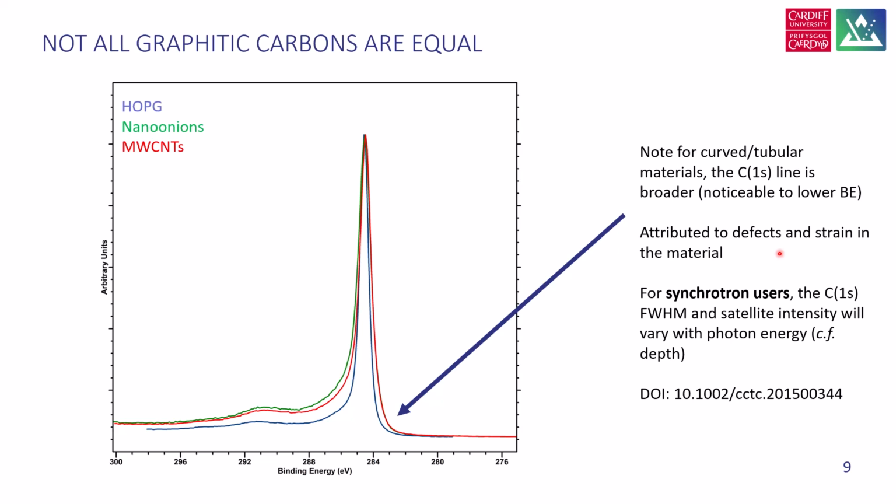For those who do synchrotron type experiments, I want you to note that the carbon 1s full width at half maximum and the intensity of this satellite will vary as a function of photon energy. Think about probing different depths. And this paper, if I recall, is the correct one discussing these points. That's some lovely work which came out of the Fritz Haber Institute and the BESSY light source.